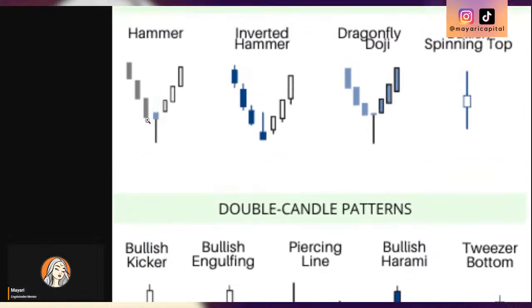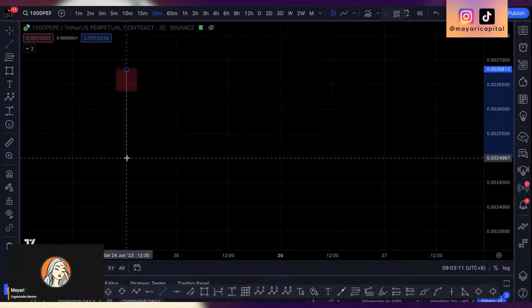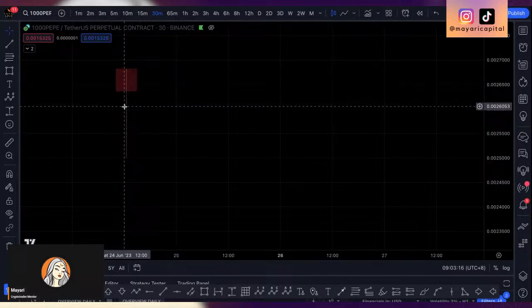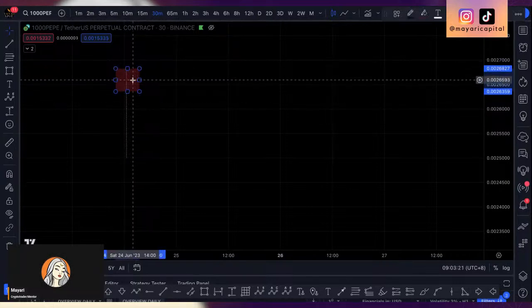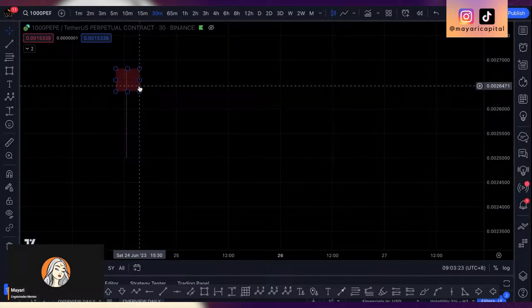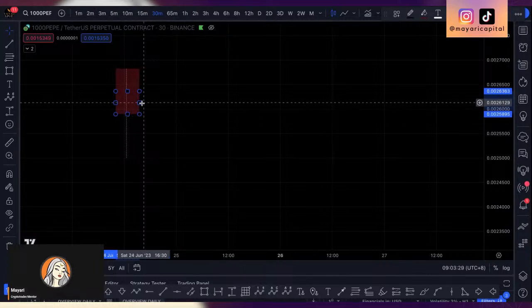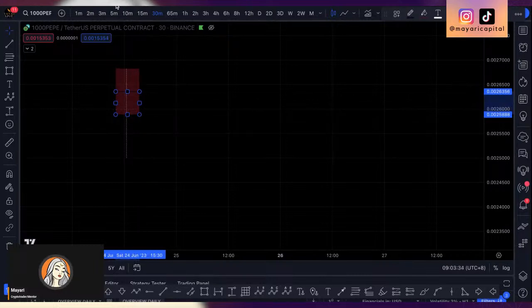So right here is what they call, again, the hammer. We discussed that in the last session. It looks like this: we have the body and then a long wick. In order for it to be considered a hammer, the wick should be at least twice the length of the body, or more.